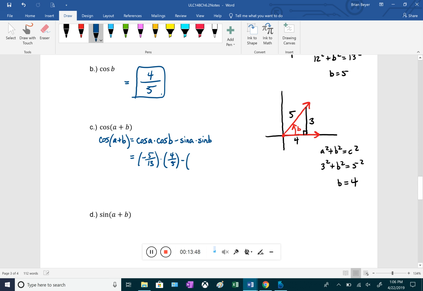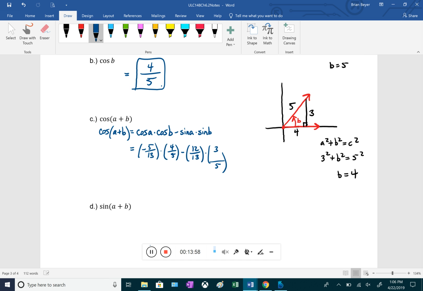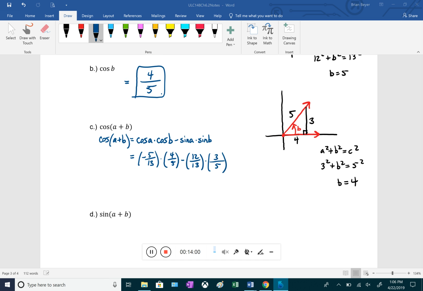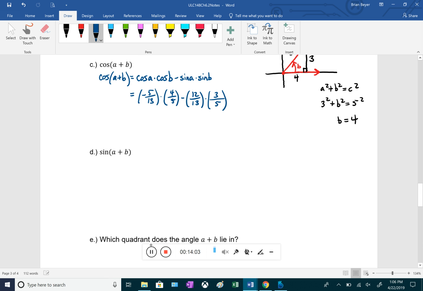Minus sine A and sine B were both given to us. Sine A was 12 over 13. And sine B was 3 over 5. Okay, so all we need to do is evaluate this and simplify it. So that's going to be negative 20 over 65 minus 36 over 65, which is going to give us negative 56 over 65.